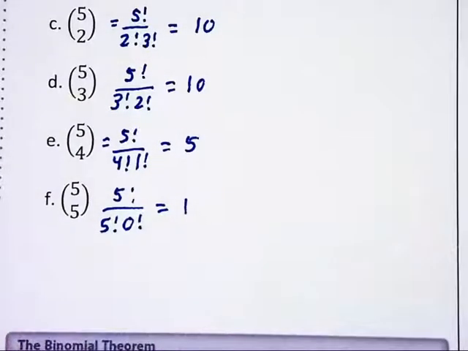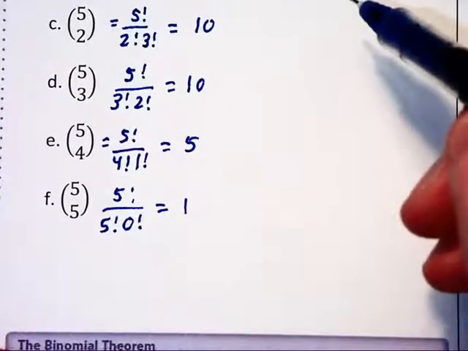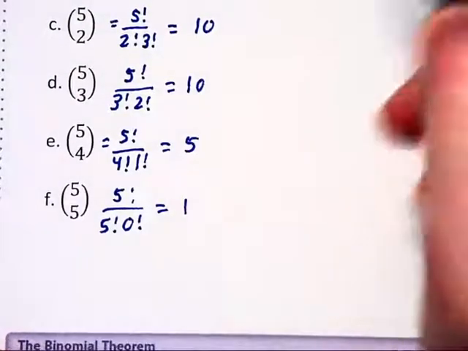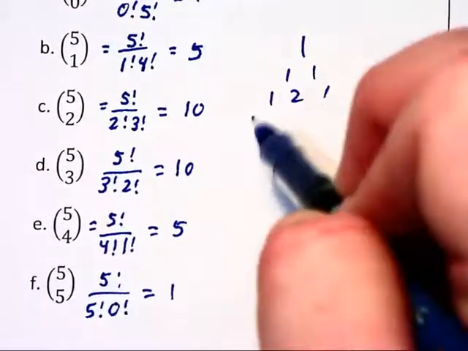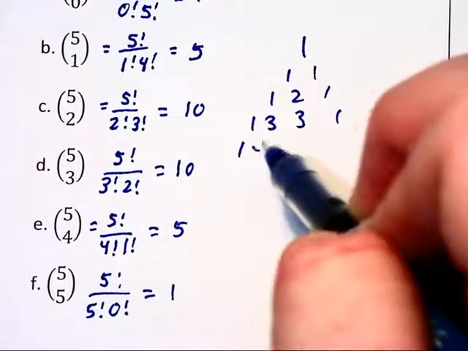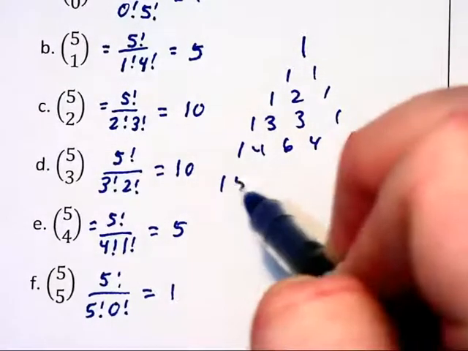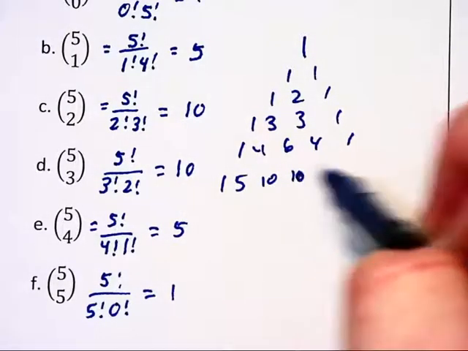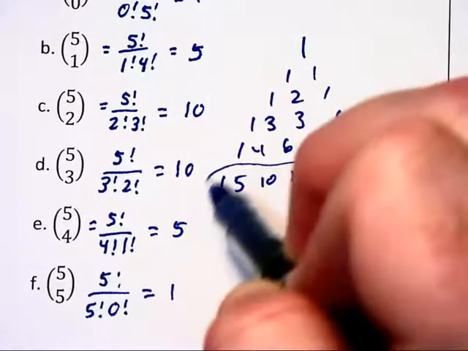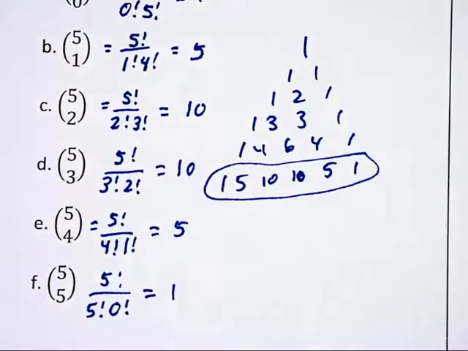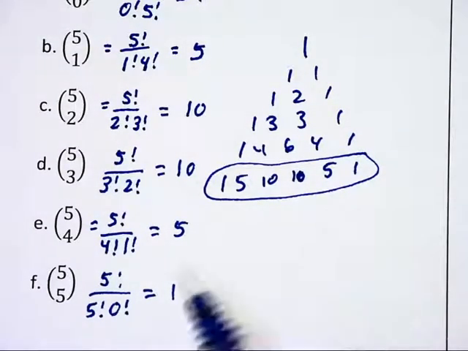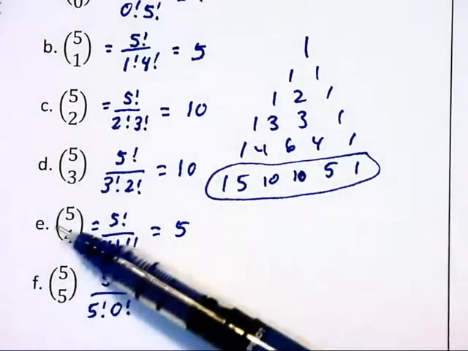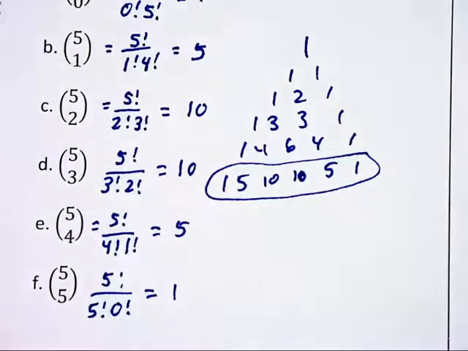These coefficients are 1, 5, 10, 10, 5, 1. And if you go back to Pascal's triangle here, 1, 1, 1, 1, 2, 1, 1, 3, 3, 1, 1, 4, 6, 4, 1, 1, 5, 10, 10, 5, 1. Basically, we are saying that we can represent each row of Pascal's triangle using these combinations for these binomial coefficients.